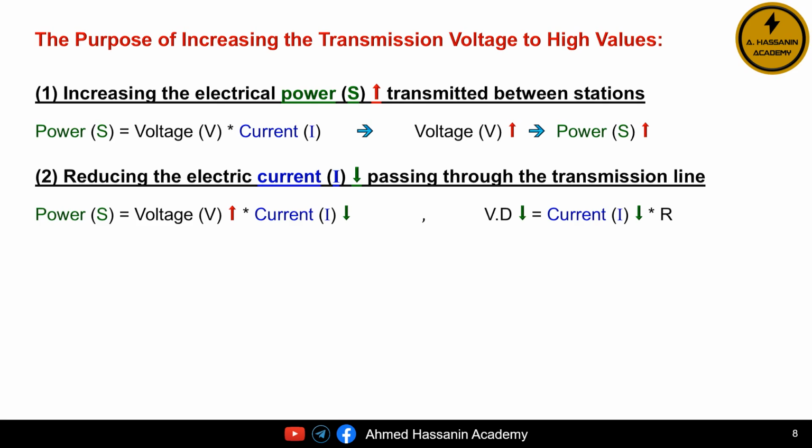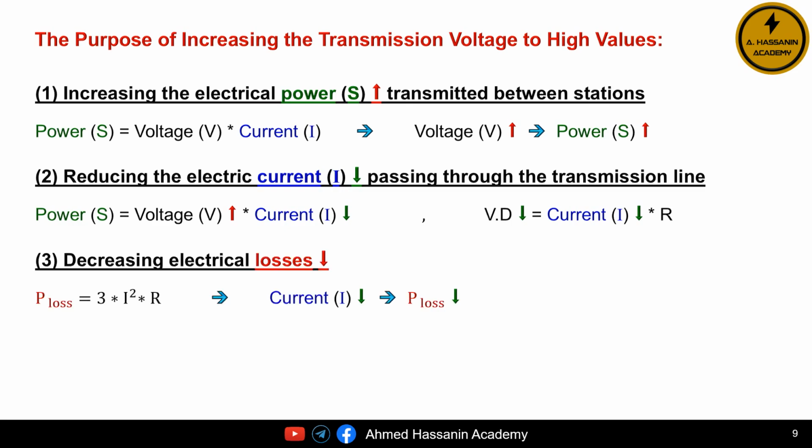Second, by increasing the transmission voltage, we reduce the amount of current that flows through the transmission line. Again, since power is voltage times current, if the voltage goes up, the current goes down for the same power level. This also helps in reducing the voltage drop along the line, because voltage drop depends on current and resistance. So, less current means less voltage drop. Third, higher transmission voltage means lower power losses. Power losses in a line are calculated as 3 times the current squared times the resistance. So when the current is lower, the losses drop significantly.